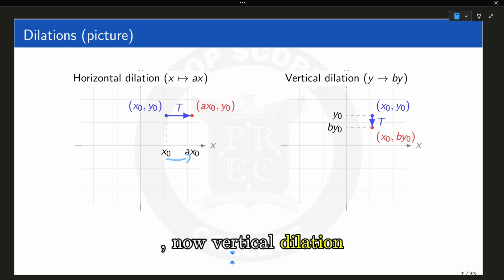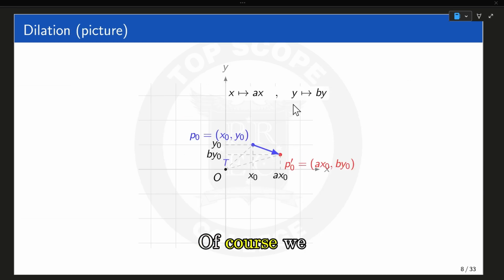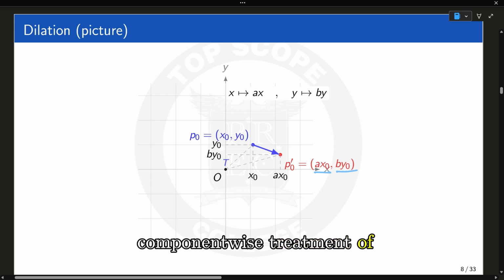Now, vertical dilation. Suppose I want to dilate my point y0 by a factor of b in the y direction, then we just multiply the y-coordinate by b, and that's the result. Of course, we could apply both a vertical and horizontal dilation at the same time, and it's simply leading to a pathwise treatment of the coordinates.